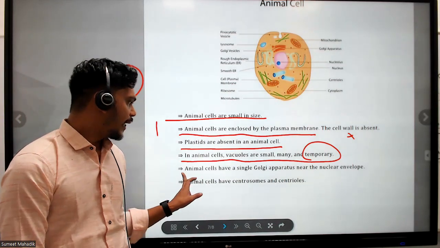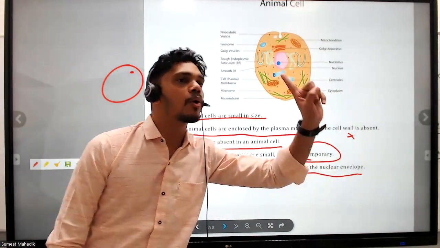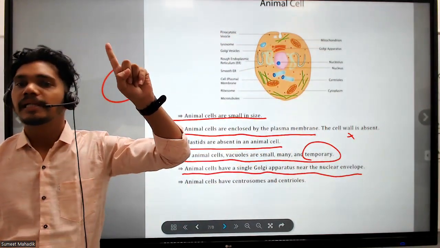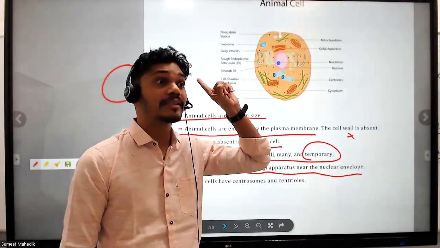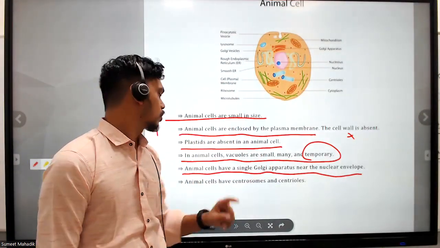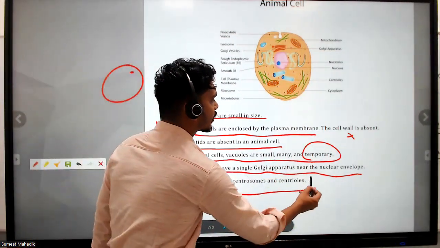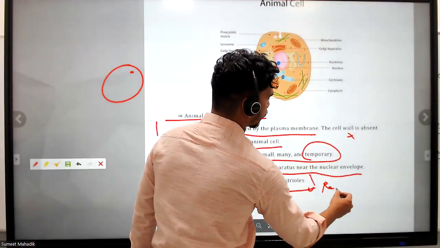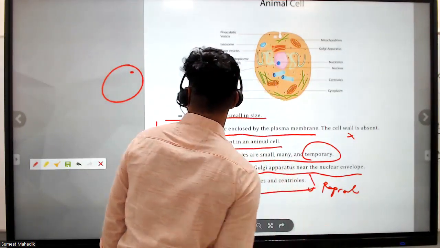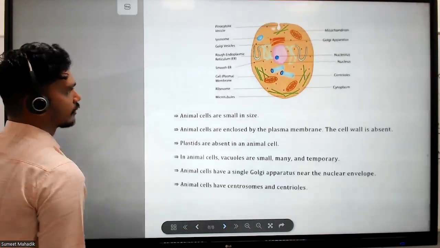Animal cells have a single Golgi apparatus near the nucleus. What is the Golgi apparatus? It helps in the transportation of the protein, which is synthesized by rough endoplasmic reticulum with the help of ribosomes. Animal cells have centrosomes and centrioles. These participate in reproduction. Okay, we'll study that in reproduction. So this is clear.